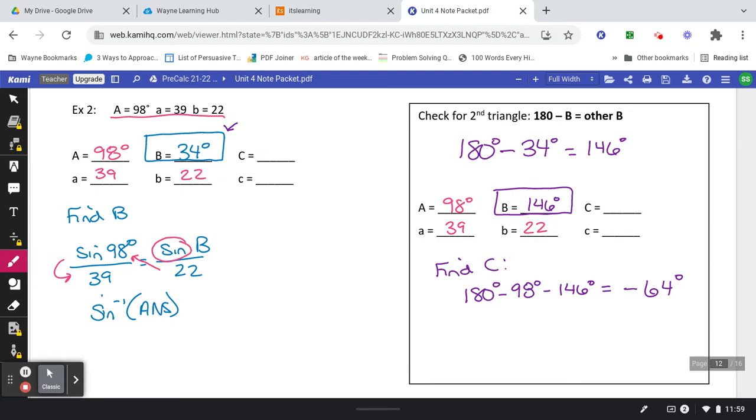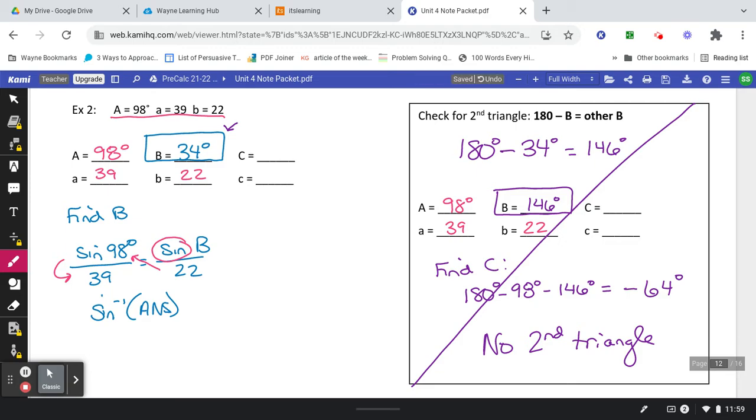We are not allowed to have negative angles in a triangle. So when this happens here, it means there is no second triangle. You still have the first triangle over on the left that we're going to be able to finish, but you don't have a second one. So it's almost like you can just scratch that out.